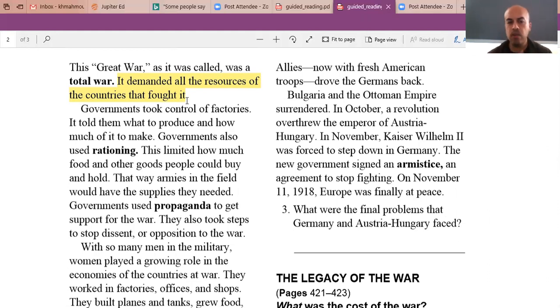Okay, factories, farms, plantations, everything, every single resource was directed to the efforts of the war. Government took control of factories. It told them what to produce and how much of it to make. Governments also used rationing. Rationing here means to limit how much food and other goods people could buy and hold. The same as what happens nowadays in Egypt, for example.